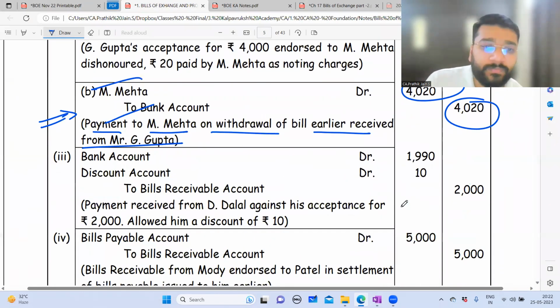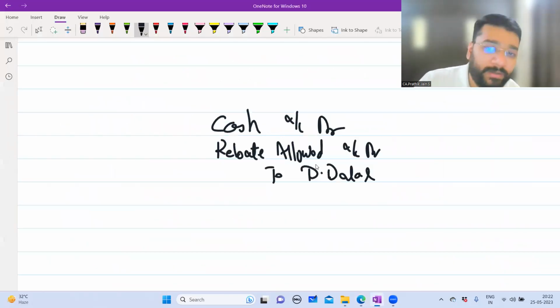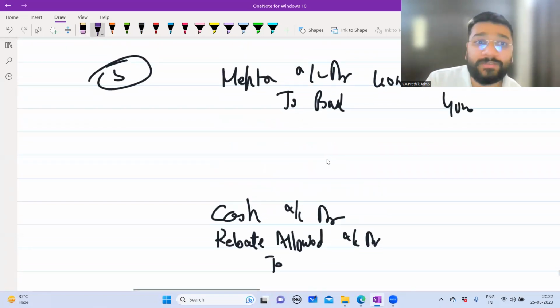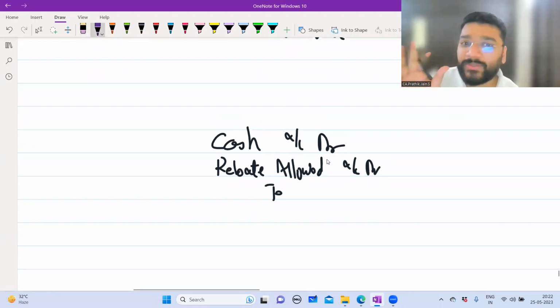Yes, sir. So the bill that is settled. Wait. We cannot put Dalal here. Mistake. That's why I told you, you always have to do the full step. In a rough column, if you get confused, do it.